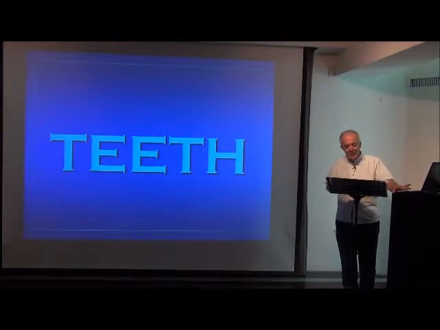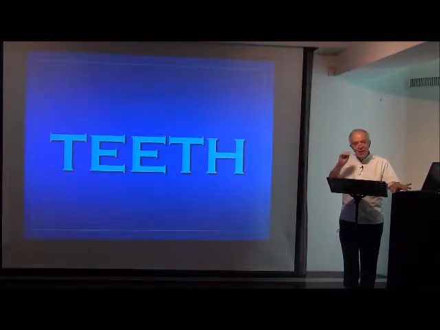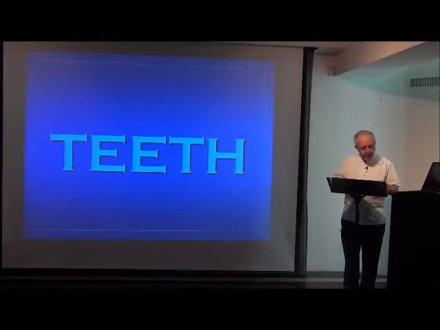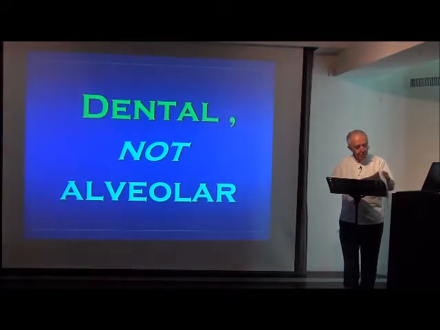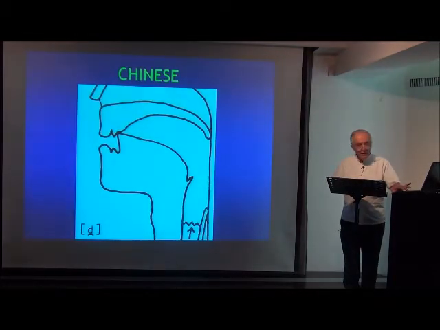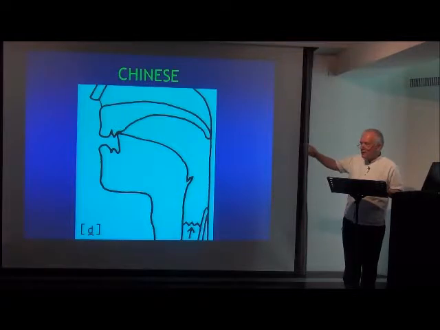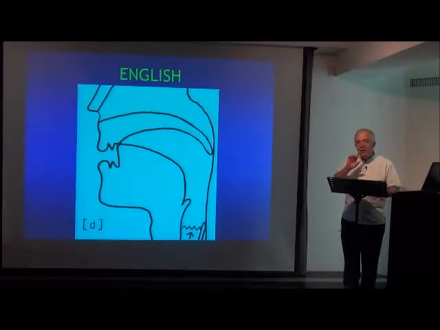Now let's look at the teeth, and what we need to notice in Chinese is that D, T, N, L are all dental, not alveolar. Let's look at D, T, and let's look at what this means. Dental, not alveolar. In Chinese, you notice where the tongue tip is touching. It's touching the back of the upper teeth. Where in English, the tongue tip is slightly farther back, and that hard bit.